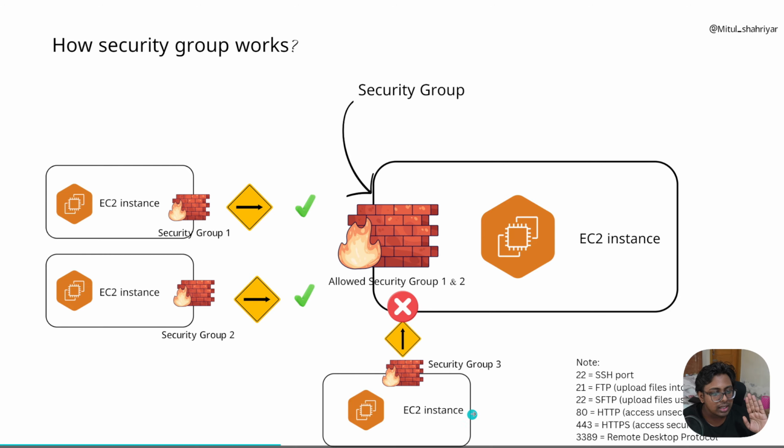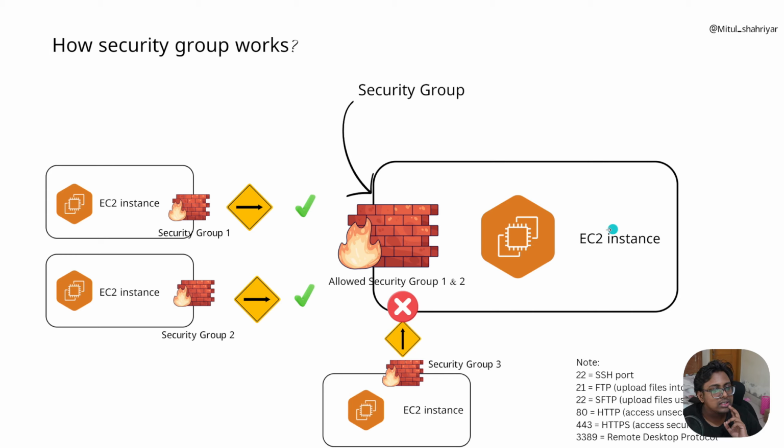Now this is another EC2 instance, but you can see this is security group 3. By default, as we have set, only security group 1 and 2 can access. Security group 3 is obviously by default blocked here, which means it cannot get access. Obviously it is not deleted. You can create the EC2 instance, no problem, but it cannot get access to this EC2 instance.